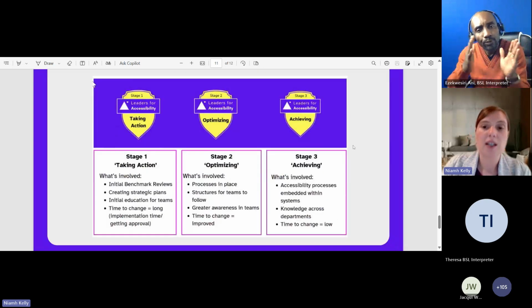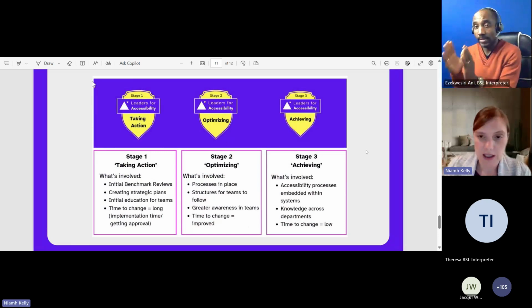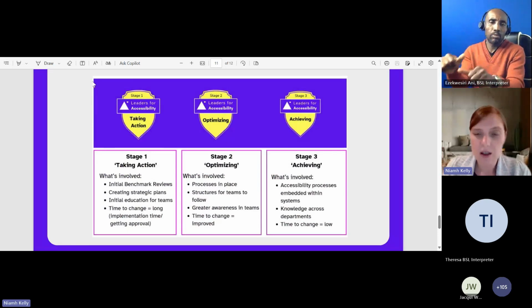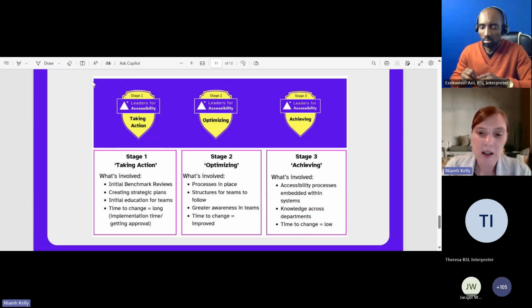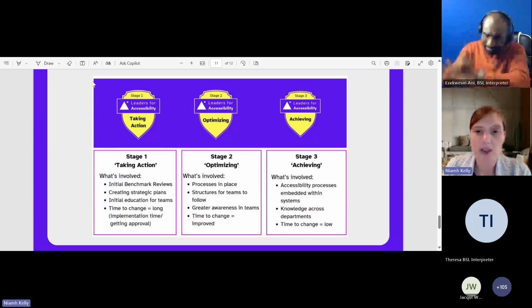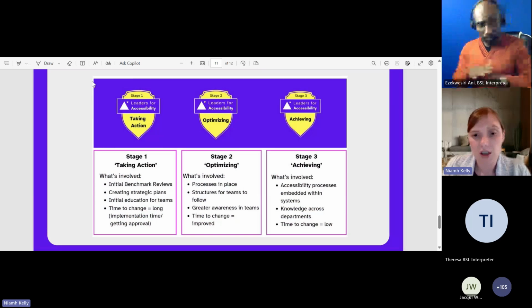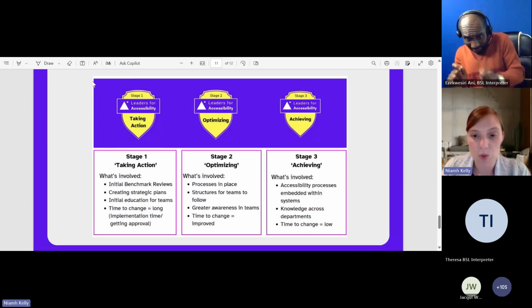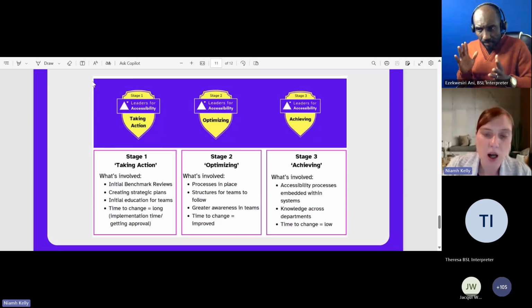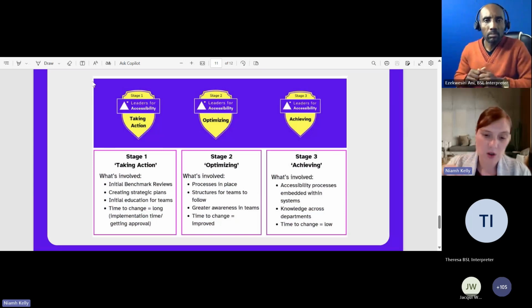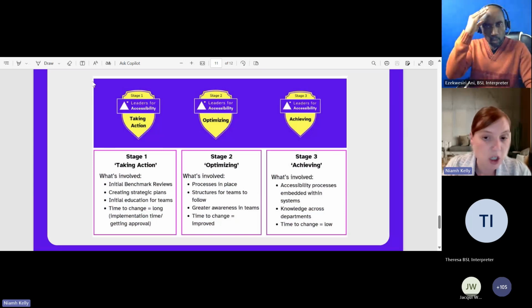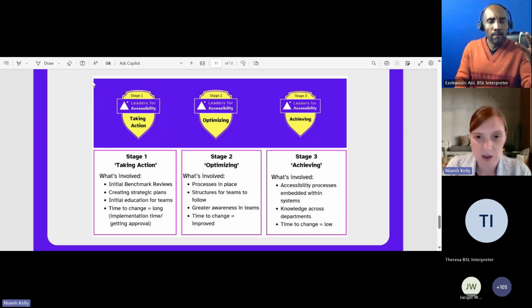And to be stage 3, you're achieving accessibility and inclusion across not everything, but across different aspects of the company. Now we can say that there are accessibility processes embedded within the systems. So within our hiring process, we ask candidates about the location, we ask about accommodations, and we respect them and we put them in. We have more knowledge across departments. So it's not just that the 5 people in the ERG group have to do this all by themselves.